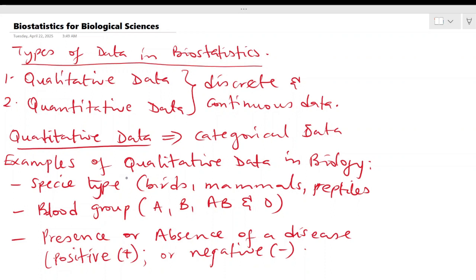Examples of qualitative data in biology include species types such as birds, having different species of bird, mammals, reptiles. And we also have blood group as another example of qualitative data, whereby we have blood group A, B, AB, and O. We also have the presence or absence of a disease during the research, and that could also be denoted by a positive or a negative sign. Now, we have different types of qualitative data we'll begin to look at in the next slide.